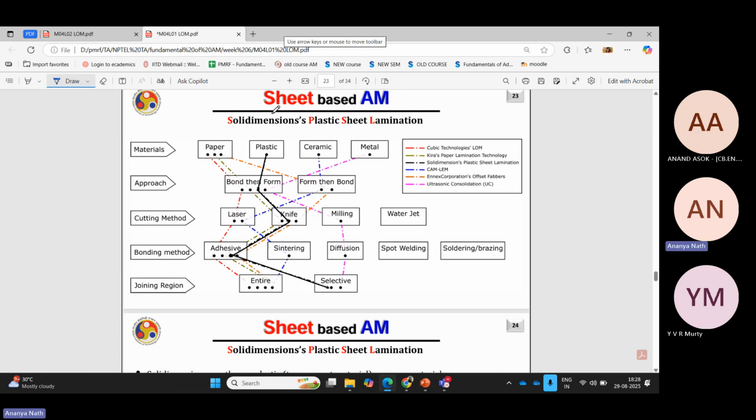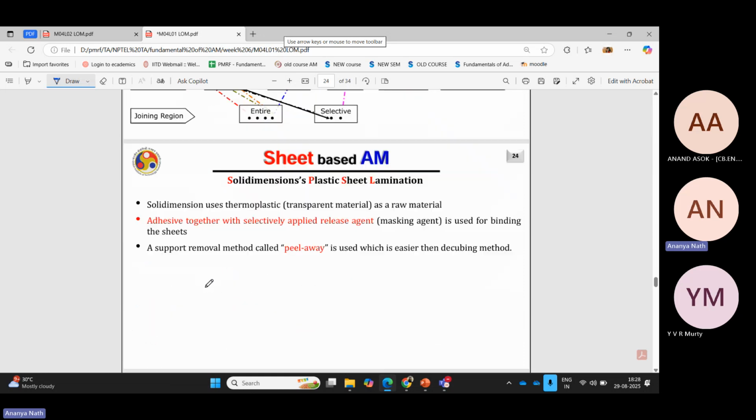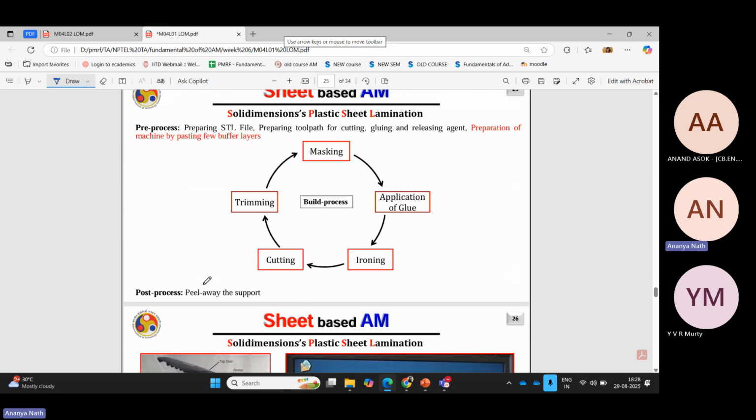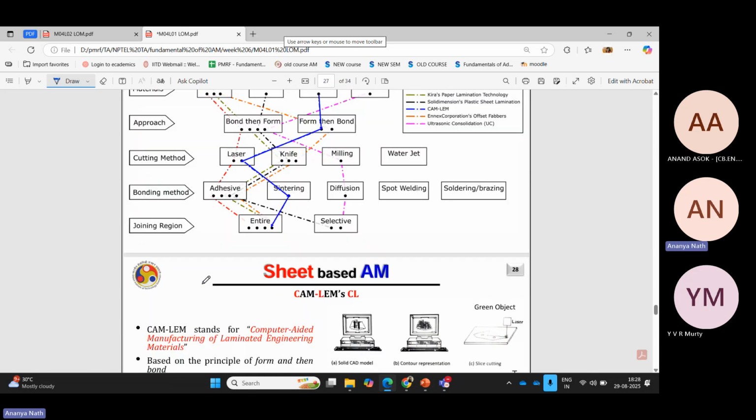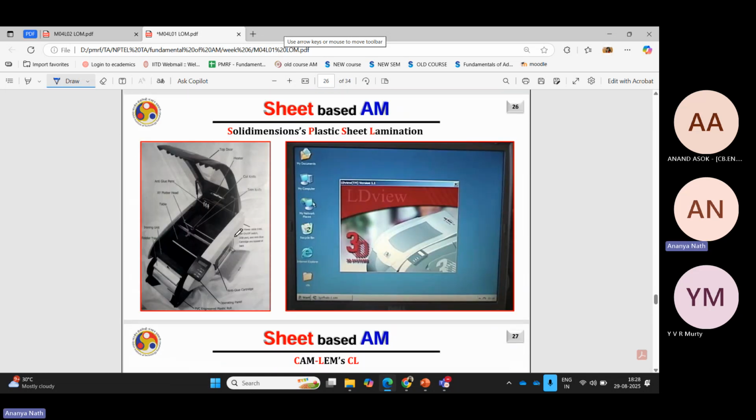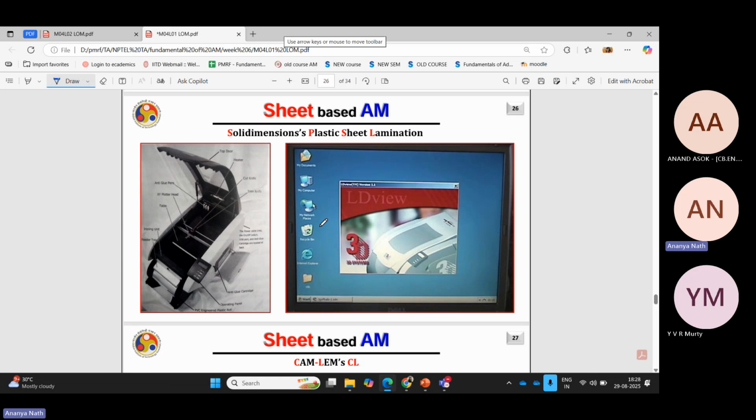Okay. So the next one is the plastic sheet lamination process. It's a little bit different, but here we are using plastic, the same bond and form, knife and adhesive, but in a selective region. So the adhesion, or the bonding, is taking place only in the selected region.